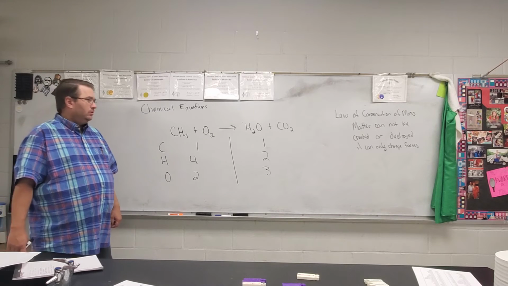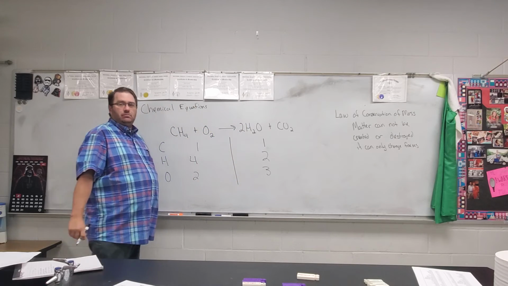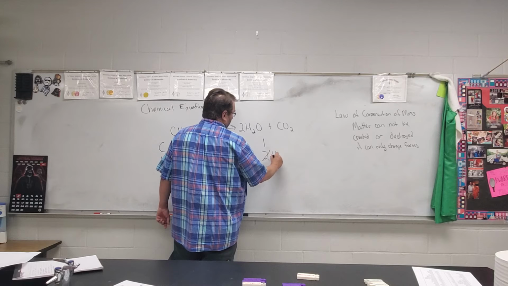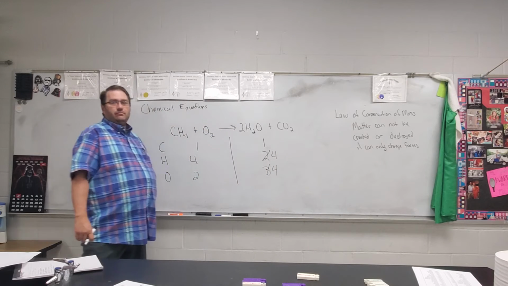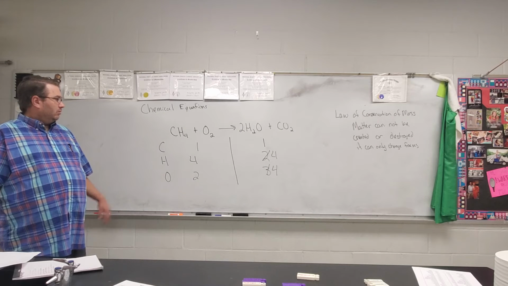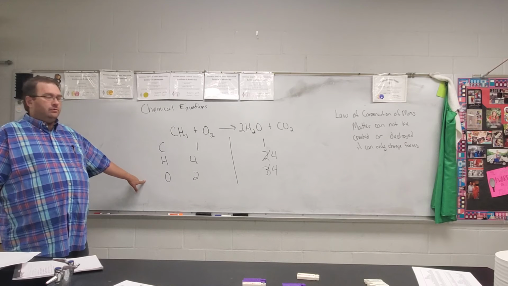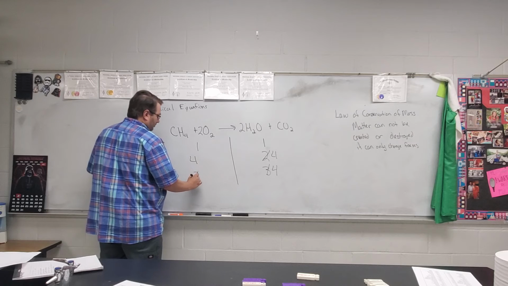Two. So I'll multiply H2O by 2. But 2 times 2 is 4, and it changes my oxygen to 4 as well, doesn't it? So carbon's balanced, hydrogen's balanced, oxygen is not. You have to put the 2 in front of the O2 over there.